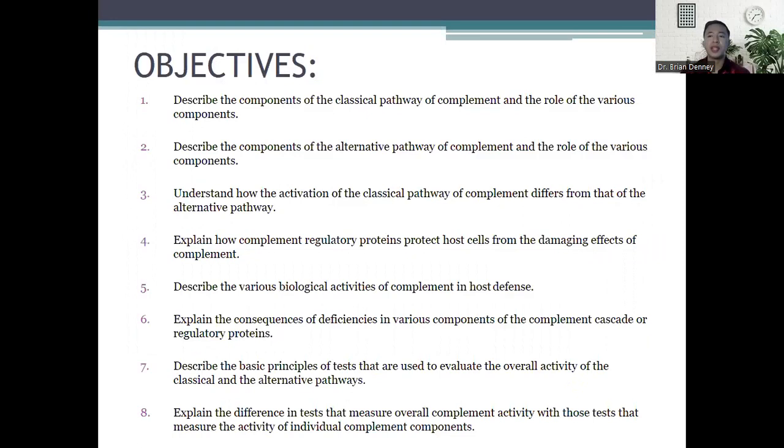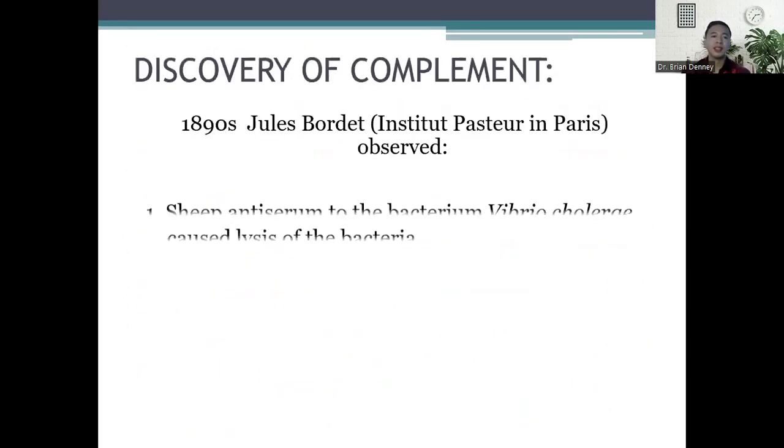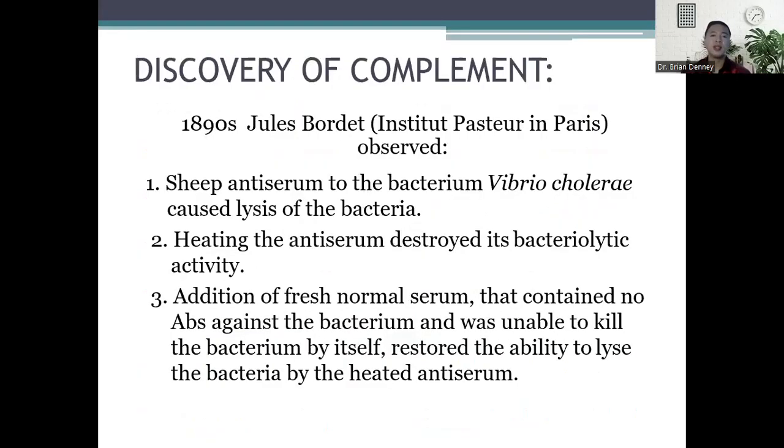Now, these are the objectives for today's topic. There was a scientist named Jules Bordet in the 1890s who conducted an experiment. So what was that experiment conducted by Jules Bordet? He used an anti-serum, and this anti-serum is specific to the bacterium Vibrio cholerae.